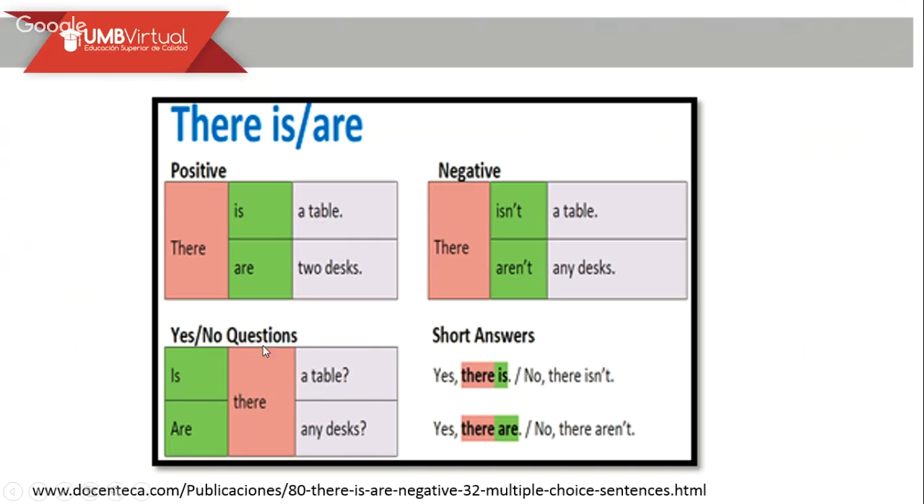Right here we have yes, no questions. Para las preguntas, vamos a tener en cuenta que primero colocamos el verbo to be, luego there y luego el complemento. So, is there a table? Are there any desks? Alright, este any lo podemos utilizar tanto para las preguntas como para las oraciones negativas. Short answers, yes there is, no there isn't, yes there are, no there aren't.